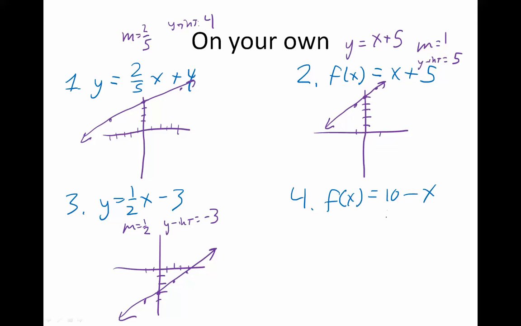And then finally, the last one did try to throw you for a bit of a loop here. Notice that I reversed the orders of these. My slope is -1. My y-intercept is 10. So I'm going to go up 10: 1, 2, 3, 4, 5, 6, 7, 8, 9, 10. Put a point. Slope of -1 tells me to go down 1, right 1. Down 1, right 1. And that's what I've got.